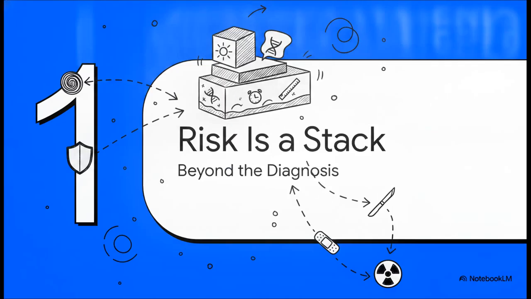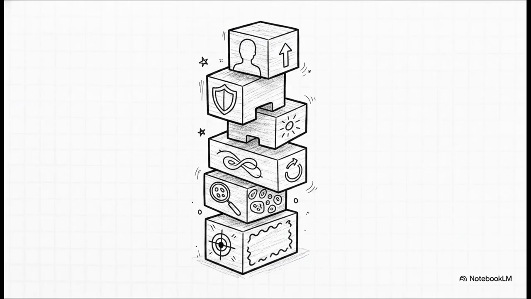Section 1. Risk is a stack. So let's introduce a core concept that might just shift everything you assume about a skin cancer diagnosis. The name of the cancer literally does not hand you the whole treatment plan. Why? Because risk is not one single label. It's actually a stack of information. Two patients could get the exact same diagnosis and require completely different care.